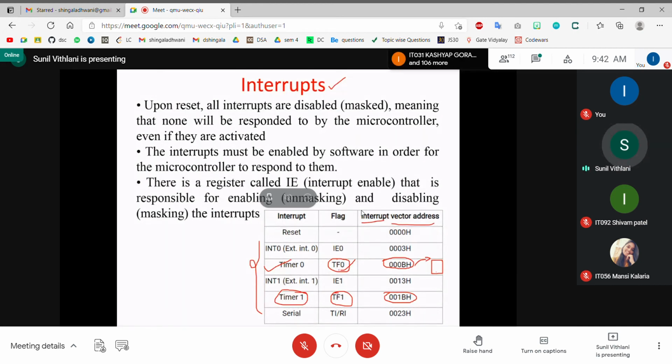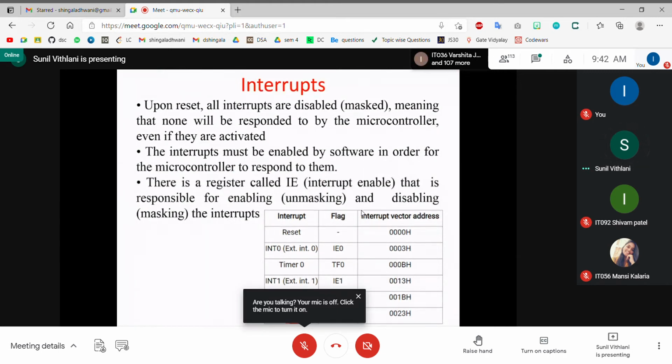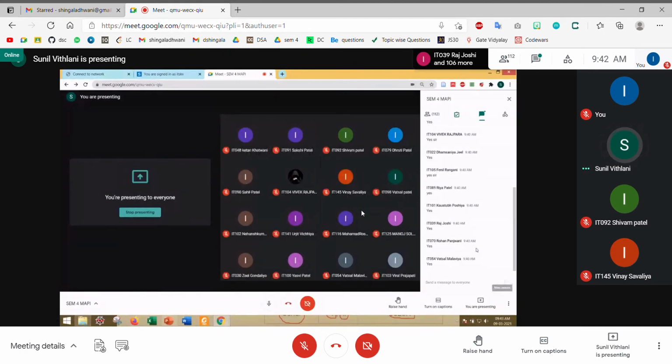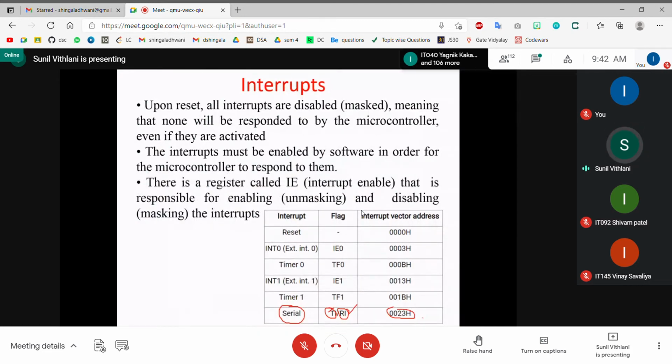Like in timer TF0 and TF1, it will be automatically reset. But in serial communication, we have to reset it manually. So when there is a TI and RI, so when data is transmitted or data is received, at that particular moment, these flags will be set. So we will go to this routine. In this routine, we have written the instructions related to serial communication. So in this service routine, we have to manually reset these bits. So that is for serial communication.